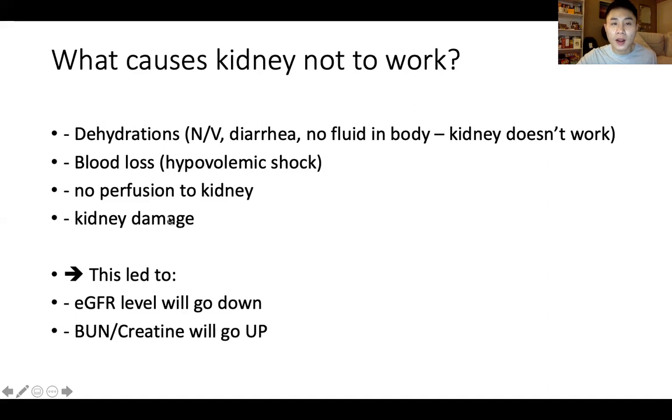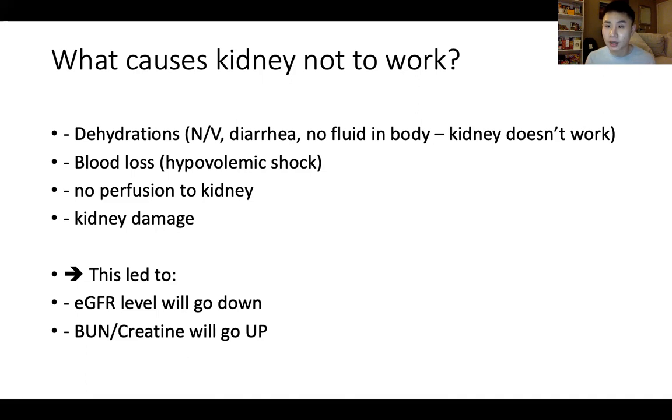So what causes kidney disease? I mean, what causes the kidney not to work? Basically, what causes the kidney not to work is dehydration. This can be caused by nausea and vomiting, where we lose the fluid inside our body, diarrhea, or no fluid intake. We are dehydrated, haven't been drinking water for an extensive period of time. It will lead to the kidney not working. So why do I say that?